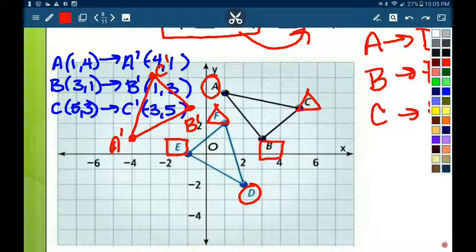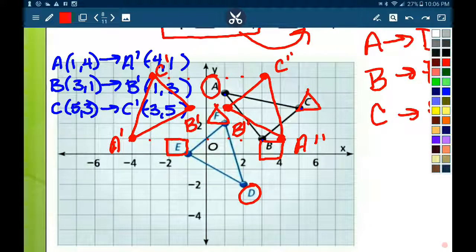So A is 1, 2, 3, 4. So 1, 2, 3, 4 in the opposite direction. There's A double prime. B is 1 unit away, so 1 unit in the opposite direction right over there. There's B double prime. And then C is 1, 2, 3, so 1, 2, 3 in the opposite direction. And it's okay if you have your triangles overlapping.